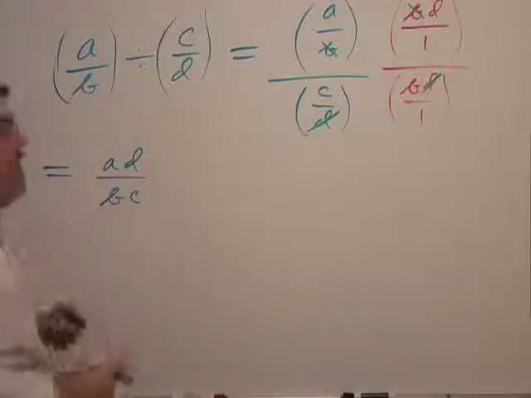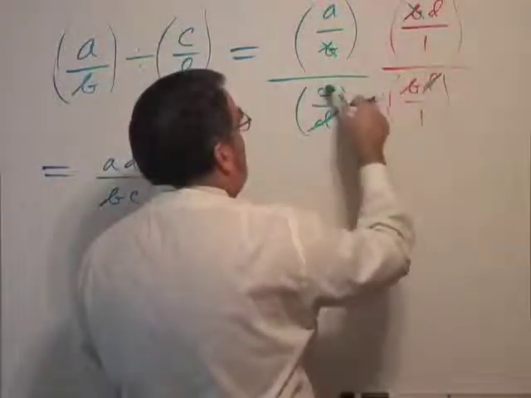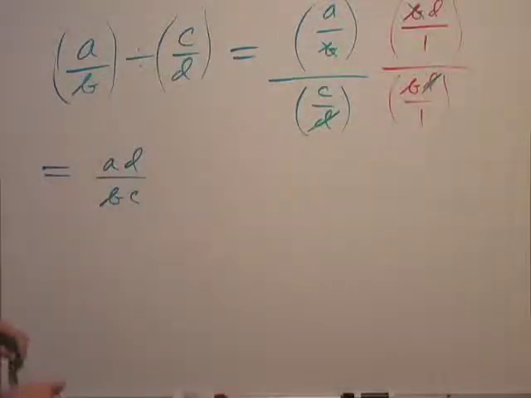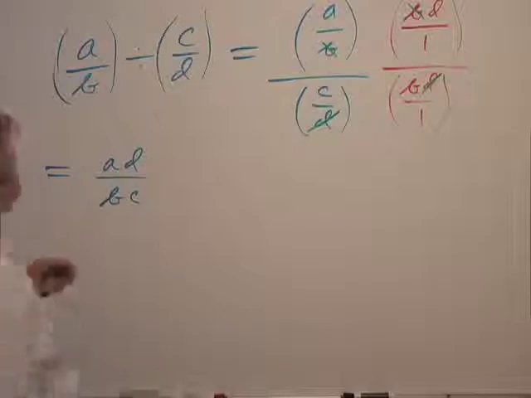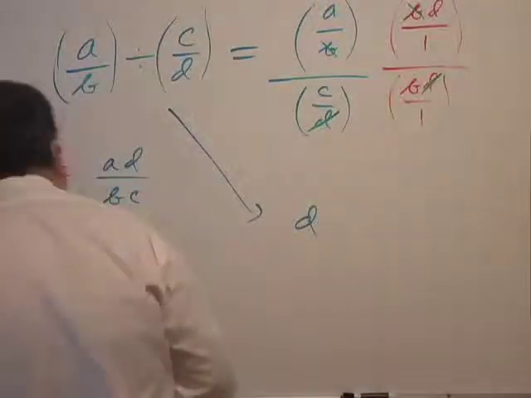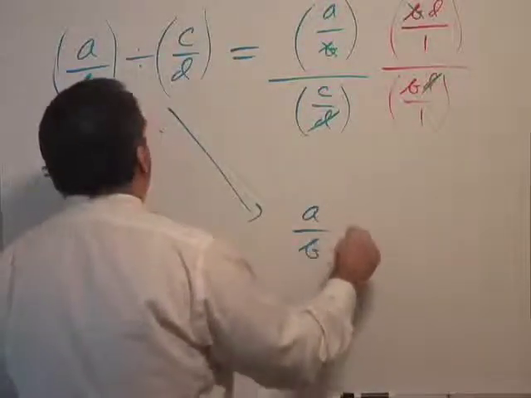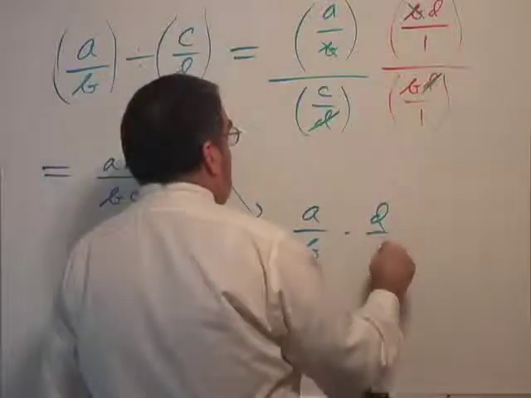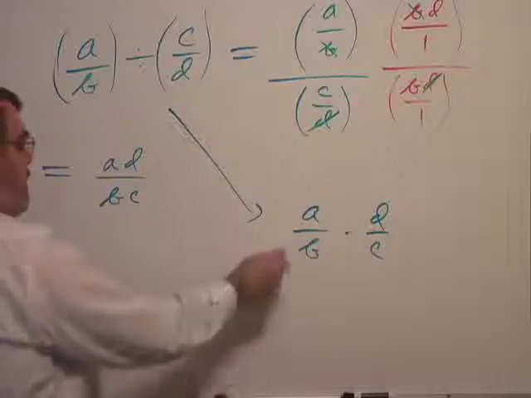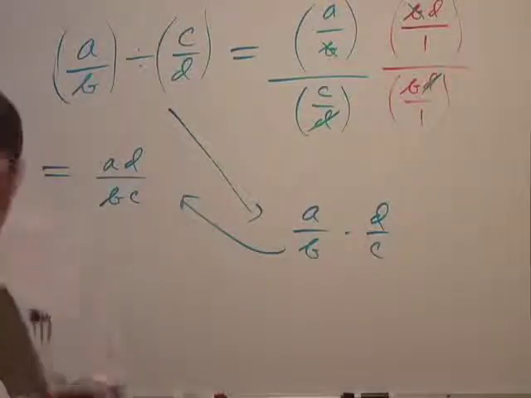I'm going to write it BC to put it in alphabetical order. But A times D over 1, C times B over 1, AD over BC. Now, isn't that the same as inverting and multiplying? So if I took this fraction, and, oops, let me make that A, and inverted the second fraction, made it D over C, and multiplied, then I will get AD over BC, wouldn't I? So there you go.